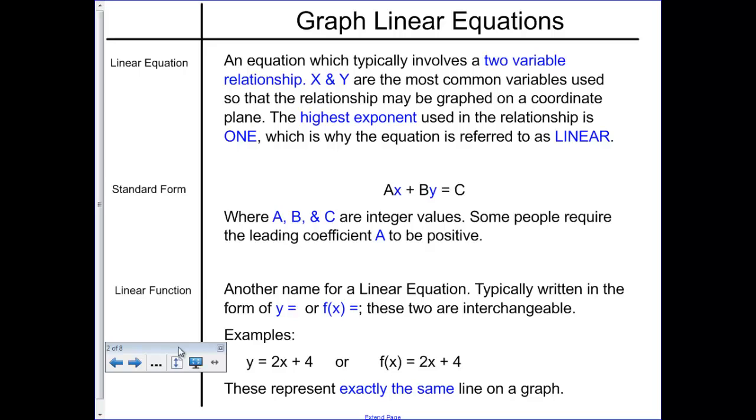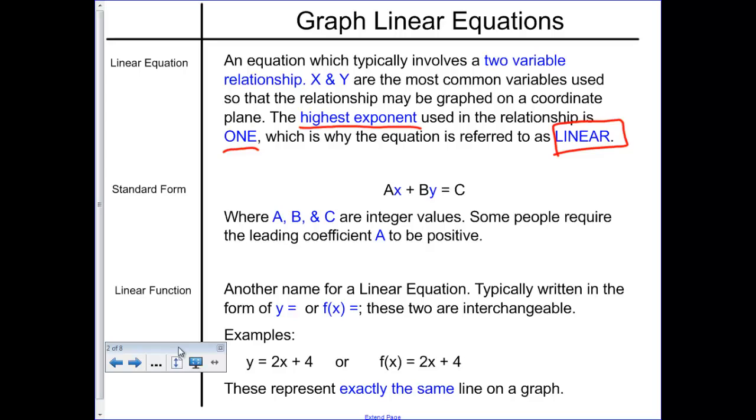First thing I want to talk about is what is a linear equation. An equation which typically involves a two-variable relationship. The variables x and y are the most common variables used in that relationship so that they may be graphed on a coordinate plane, the x and y axis plane that we did on the previous notes. The highest exponent that is used in this relationship is a 1, and this is the reason that we call this a linear equation or a linear relationship. If our exponents are higher than 1, then it's no longer linear.